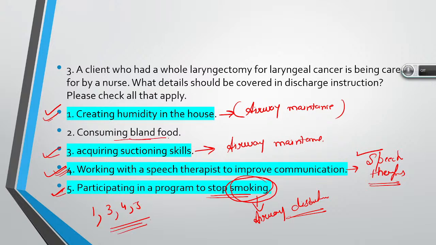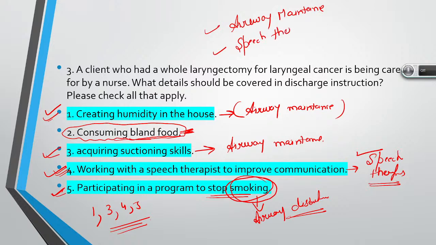Consuming a bland food may be a right option, but it is not a priority covered in the instructions, because we have to protect the client from constipation here. So we will not consider this exactly the right option, because our priority is basically airway maintenance, and second is speech therapy. These are the highly recommended instructions for the patient who is going home after the laryngectomy. So these options will be the right options here.